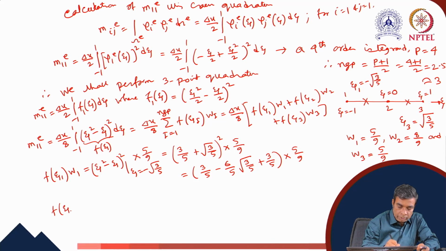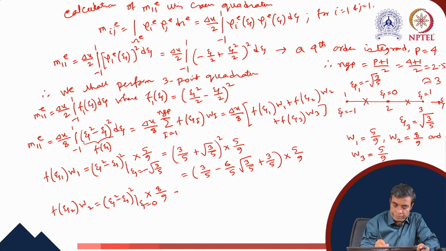F of xi2 w2 equals to xi square minus xi whole square, where xi equals to 0, into 8 by 9. So this will be 0 into 8 by 9 equals to 0.